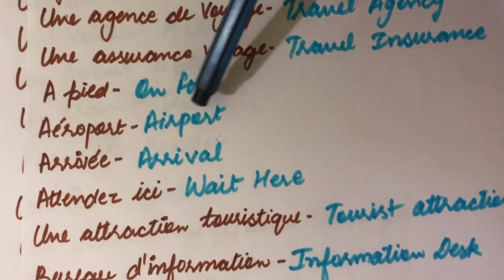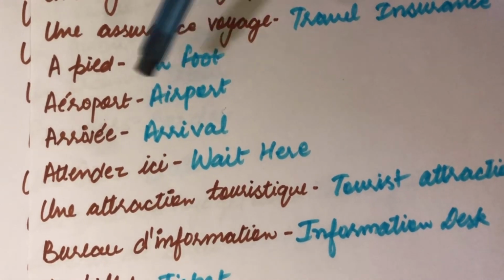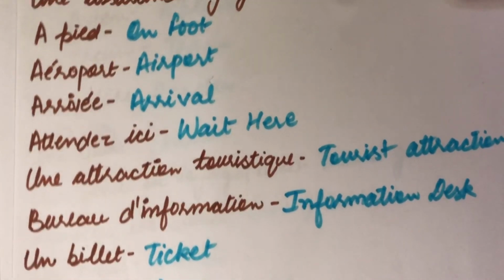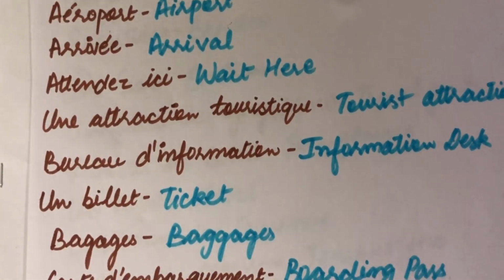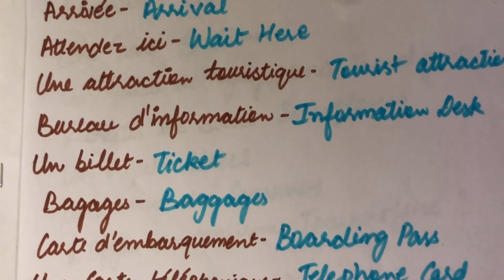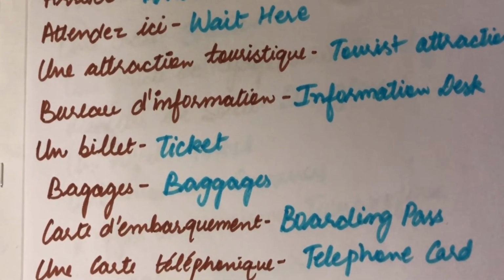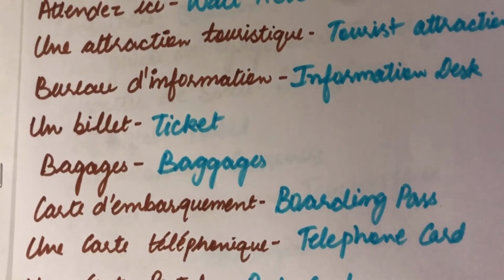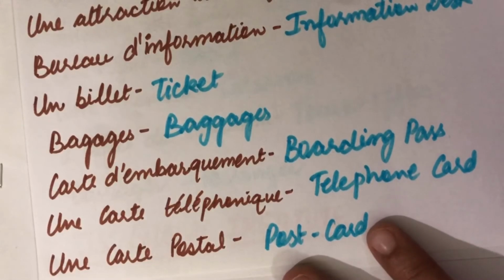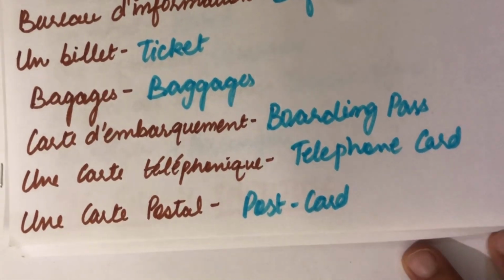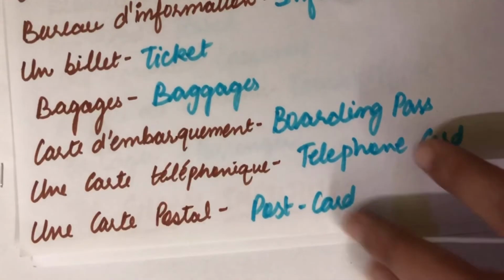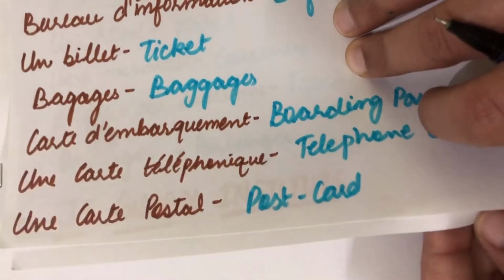À pied, on foot. Airport, that is airport. Arrivé, that is arrival. Attendez ici, wait here. Une attraction touristique, tourist attraction. Bureau d'information, that is information desk. Un billet, that is ticket. Bagage, that is baggages. Carte d'embarquement, that is boarding pass. Une carte téléphonique, that is telephone card. Une carte postale, that is postcard.